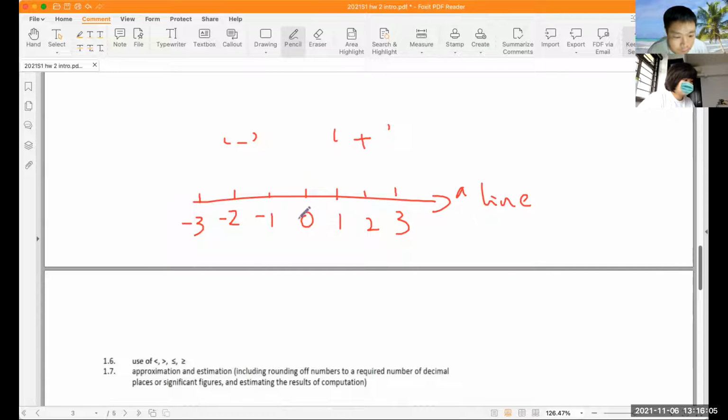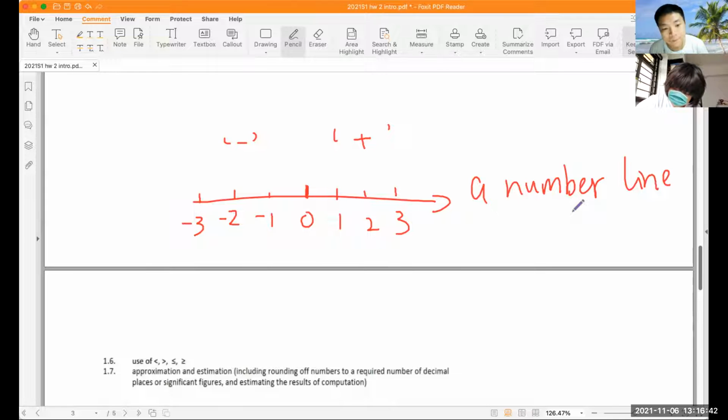So yes, 0 is the dividing point. On the right of 0, you have the positive region. You have 1, 2, 3. Of course, you can go on and on, but we are not going to. We will stop at 3. So this is called a number line, given the labeling of numbers. From a line, we have already transformed it into a number line.